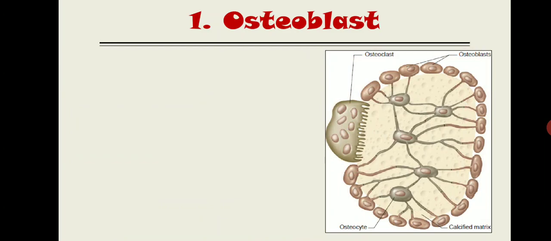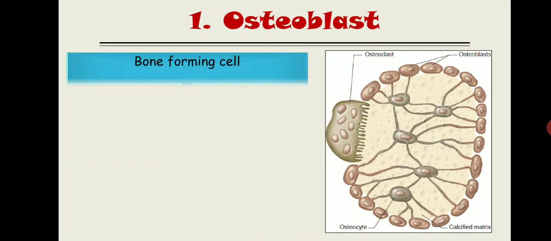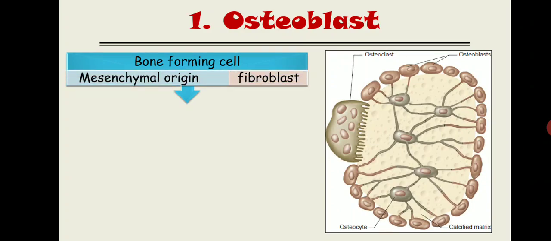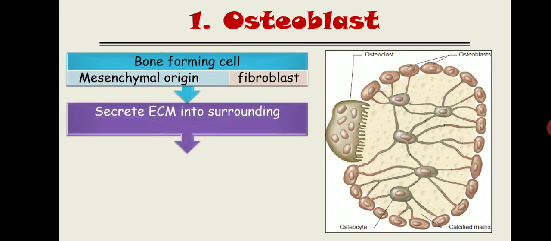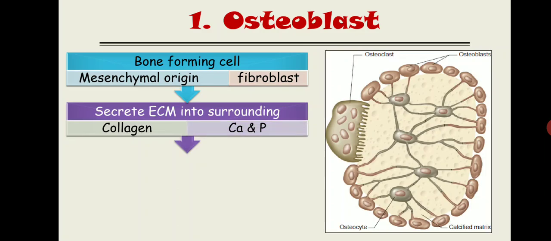Osteoblast. Osteoblasts are the bone forming cells and they are of mesenchymal origin, basically from fibroblasts. So fibroblasts get differentiated into the bone forming cell, the osteoblast, and this osteoblast will secrete the extracellular matrix into the surrounding. Now what is extracellular matrix? There are basically organic and inorganic compounds that we discussed already. The organic compound is collagen, and the inorganic compound is calcium and phosphate. Now how will this osteoblast secrete the extracellular matrix into the surrounding?